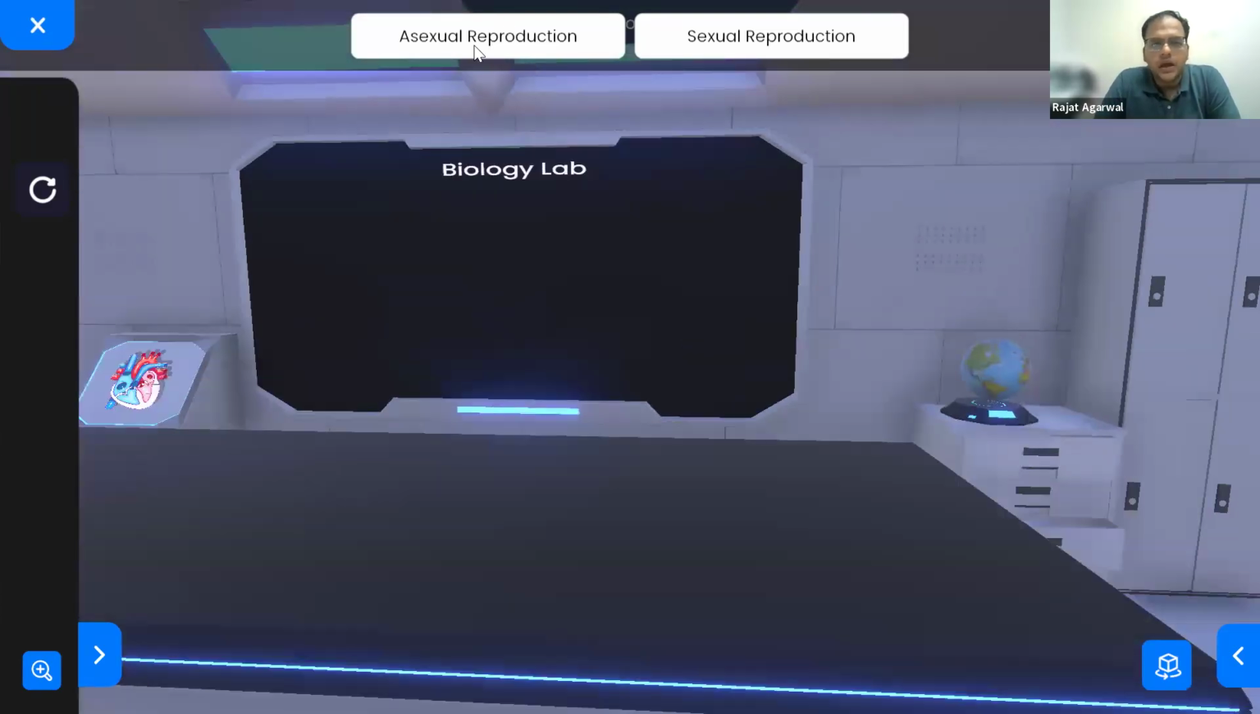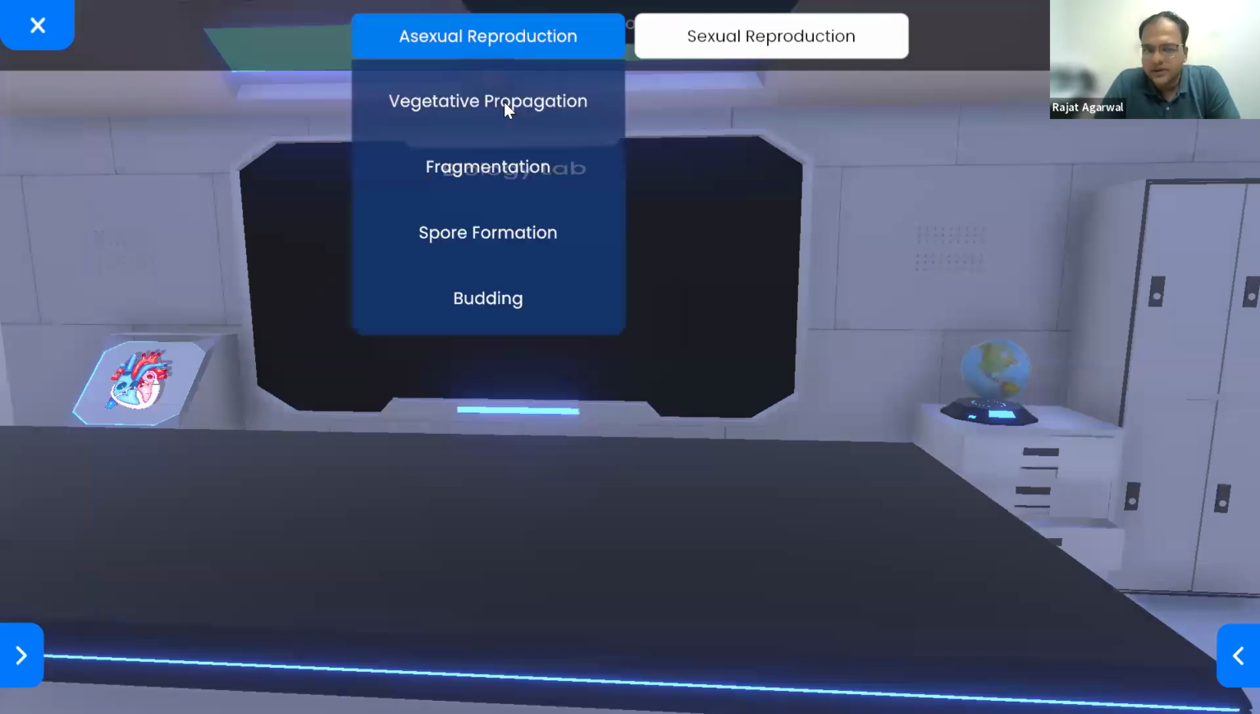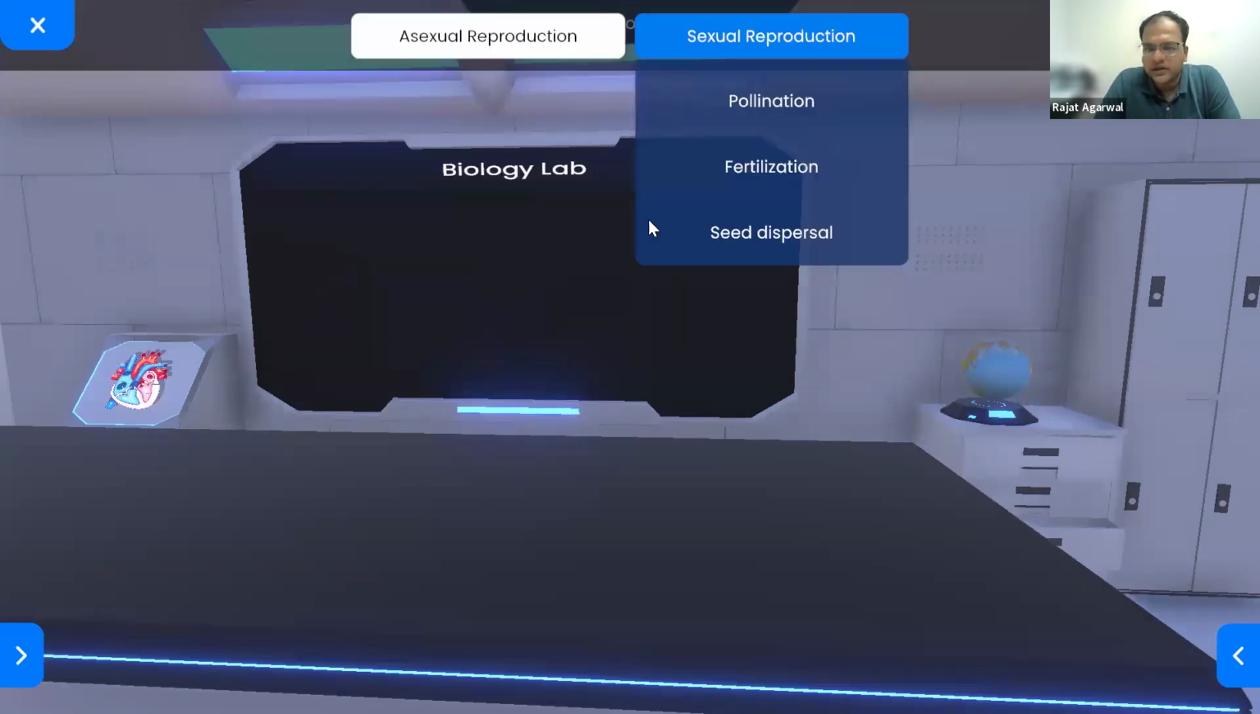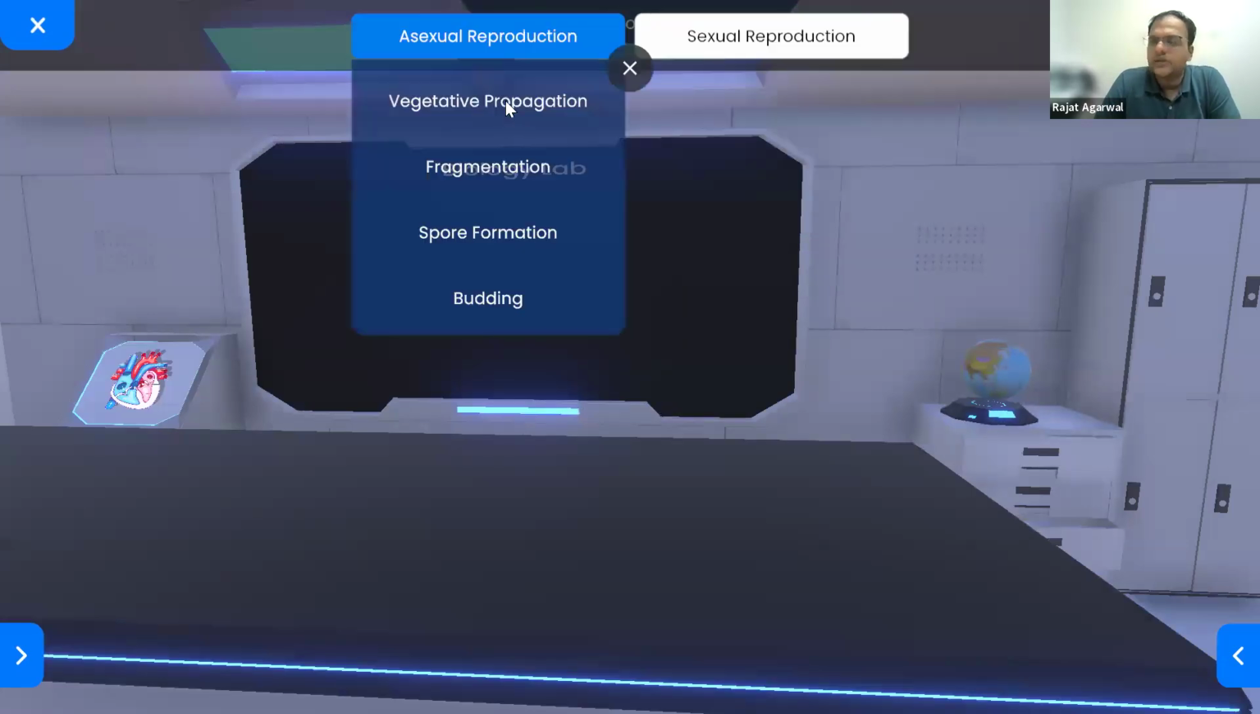All right. So let's go to what is asexual reproduction. And it has four types: vegetative propagation, fragmentation, spore formation, budding. And sexual reproduction has three types: pollination, fertilization, and seed dispersal. So let's see why understanding these things through our simulation is easier and more interesting, right?